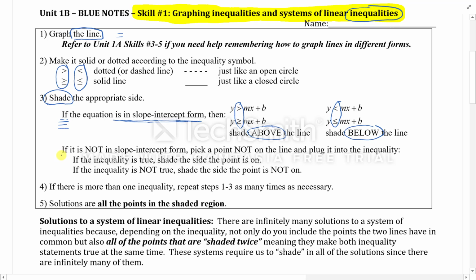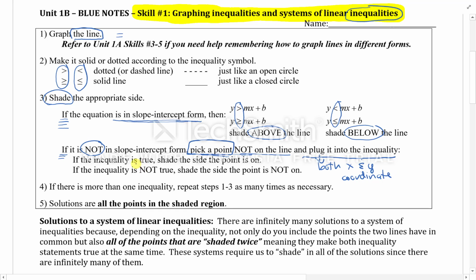Now, if your equation is not in slope-intercept form, then what you would need to do is pick a point. And it's important that you recognize it has to be a point that's not actually on the line. Otherwise, it's not going to tell you whether or not you need to shade above or below. You pick a point that's not on the line, you plug it into the inequality. You plug in both the x and y coordinate. It's important that we understand that too. You plug in the whole point, both the x and y coordinate, into the inequality.